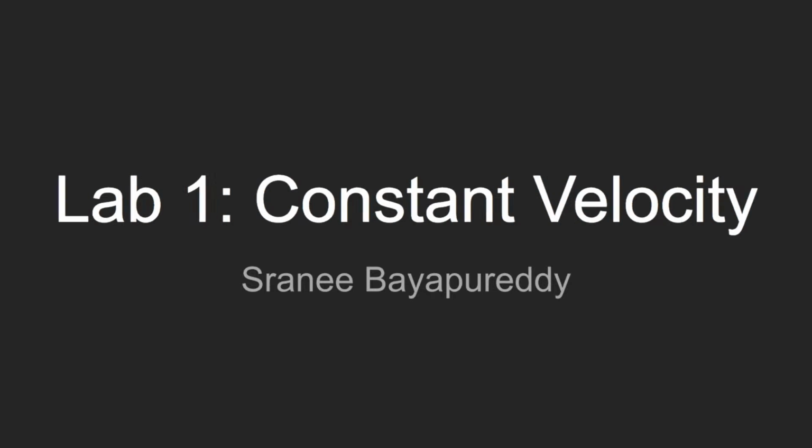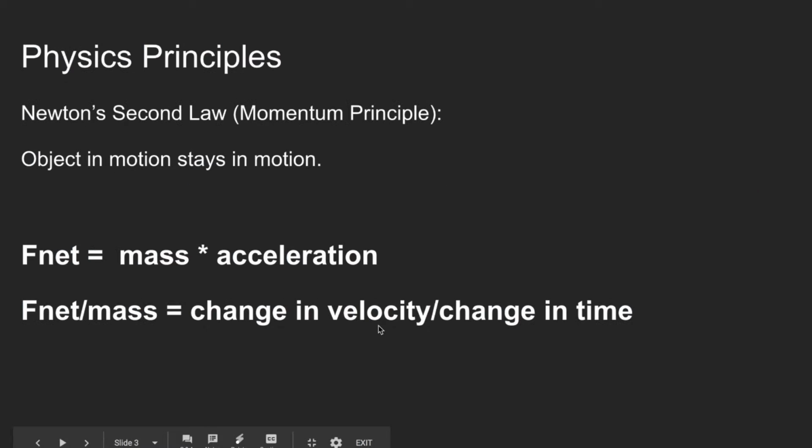So the purpose of this lab is to demonstrate Newton's second law by observing the motion of an object that is moving at the same speed without changing direction. The physics principles behind this lab are Newton's second law. Newton's second law states an object will stay at a constant velocity as long as the net force acting on the object is zero. So basically, an object in motion stays in motion.